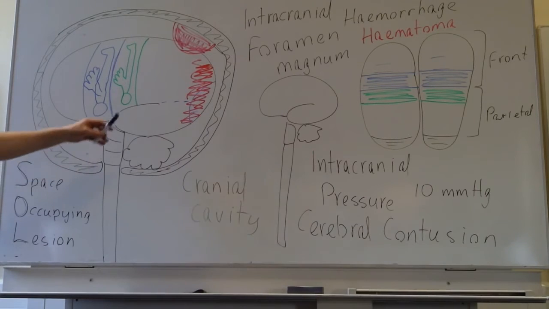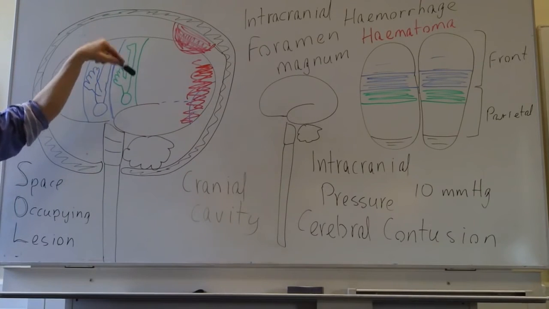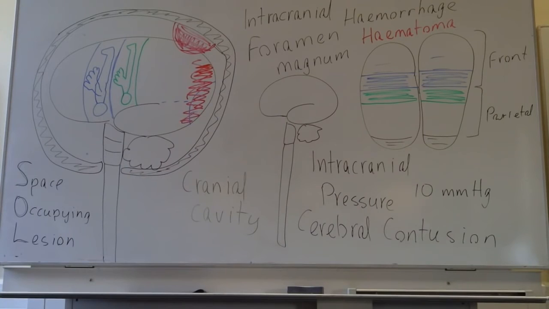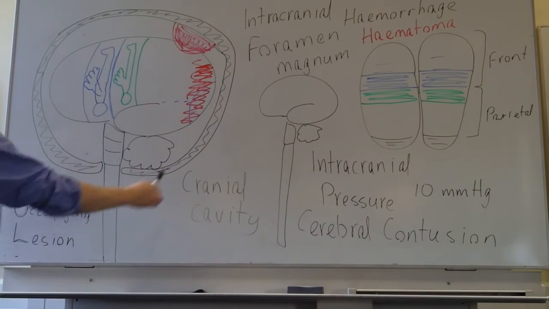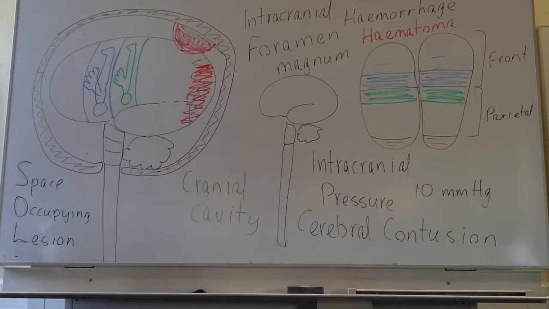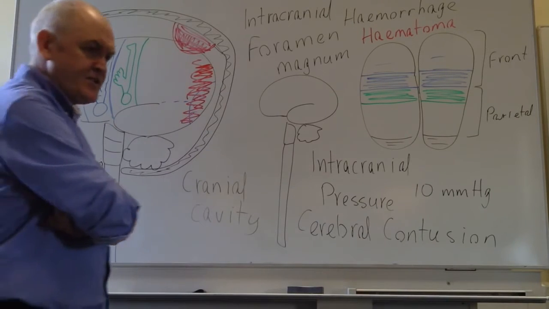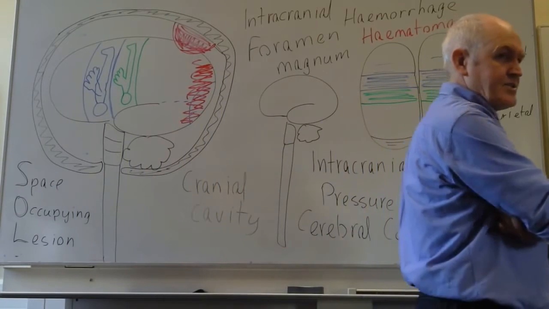So here we have abnormalities as a result of an injury. But because space is at a premium in here, because we can't get swelling, if it's taking up space the main point is just that, it's taking up space. So we call it a space-occupying lesion. So head injuries can lead to the formation of space-occupying lesions.